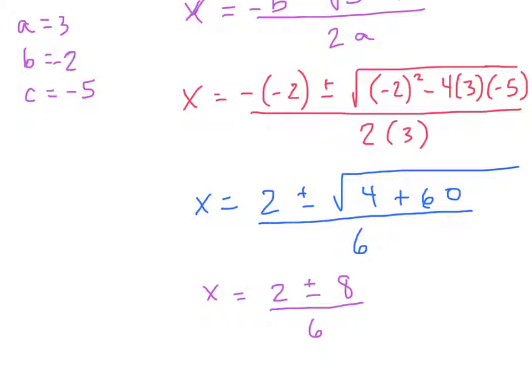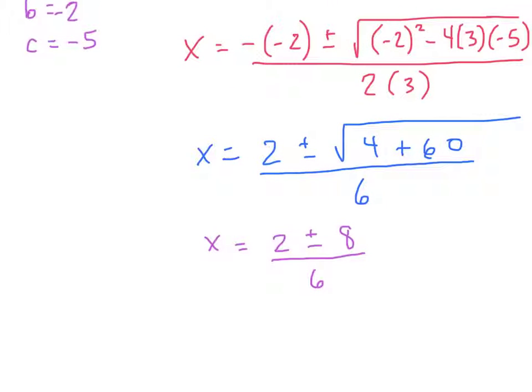So that would be x equals 2 plus 8 is 10 divided by 6, and x equals 2 minus 8 is negative 6 divided by 6. So that would be x equals 5/3 and x equals negative 1. So those are the x-intercepts of the graph, the solutions to the equation when it's set equal to 0.